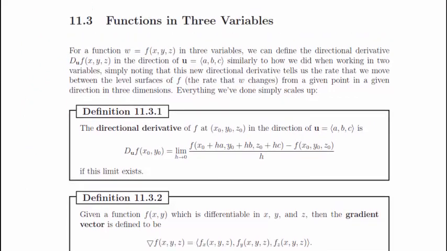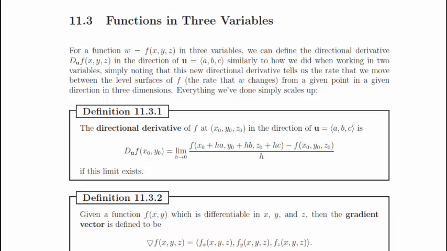So now we can talk about all of this in functions of 3 variables. Section 11.3, functions in 3 variables. For a function w equals f of x comma y comma z in 3 variables, we can define the directional derivative, capital D sub vector u of f of x comma y comma z, in the direction of the vector u equals a comma b comma c, similarly to how we did when working in 2 variables, simply by noting that this new directional derivative tells us the rate that we move between the level surfaces of f, the rate that w changes from a given point in a given direction in 3 dimensions. Everything we've done simply scales up.